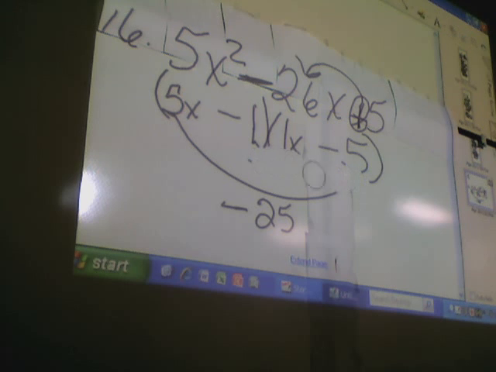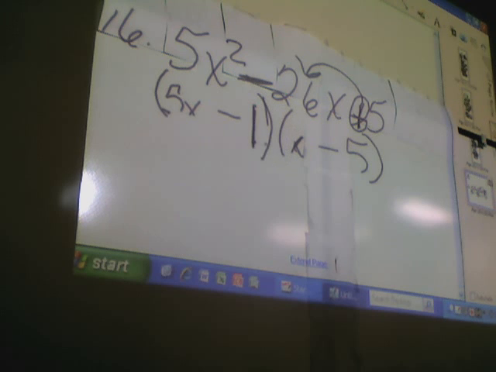Okay, how can we simplify our answer? Or is that as far as we can go? Are they the same? They're not the same, right? Instead of a 1, we could write x, but pretty much that's as simple as you can get. You're going to have 5x minus 1 and x minus 5.